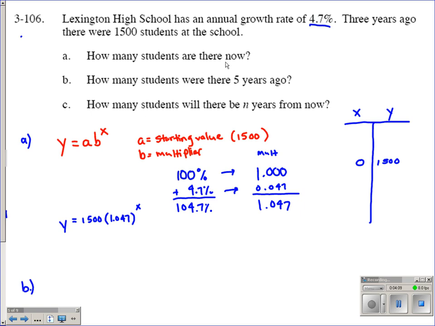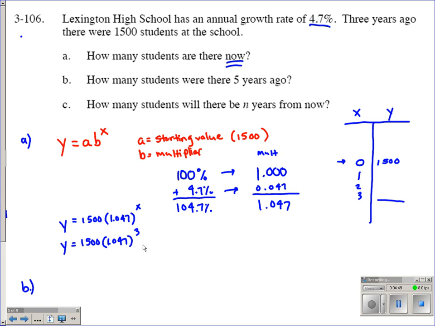So letter A was asking us, how many students are there now? Well, remember this information we were given: at 0 years, we were at 1,500 students. So 3 years later, 1, 2, 3, we're trying to figure out what our population is. So let's input x into our function and figure out what our output would be. So y equals 1,500 times 1.047 raised to the third power, because we're 3 years later.